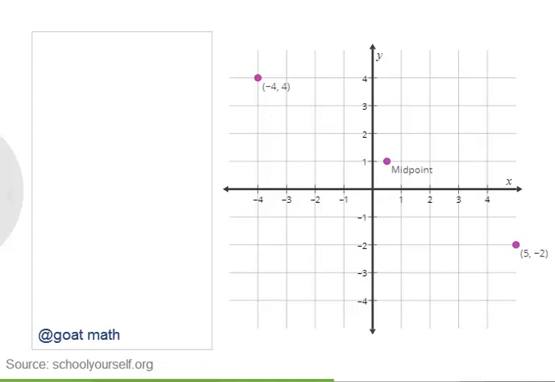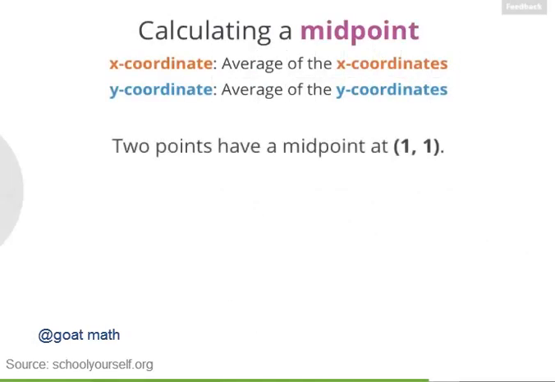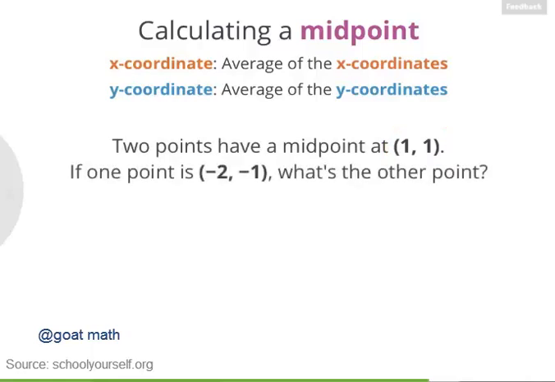the midpoint. So as a final challenge, suppose I tell you that 2 points have a midpoint at 1, 1, and I also tell you that one of those 2 points is -2, -1. See if you can figure out the coordinates of the other point and enter them here.